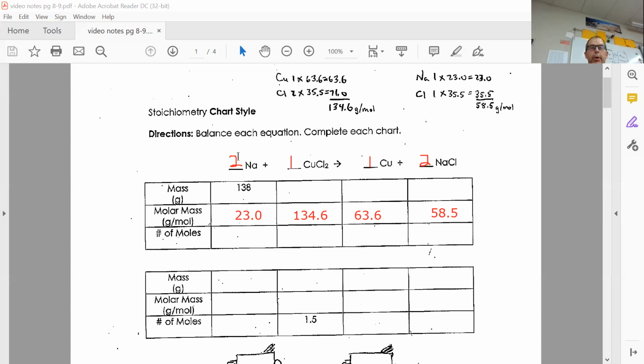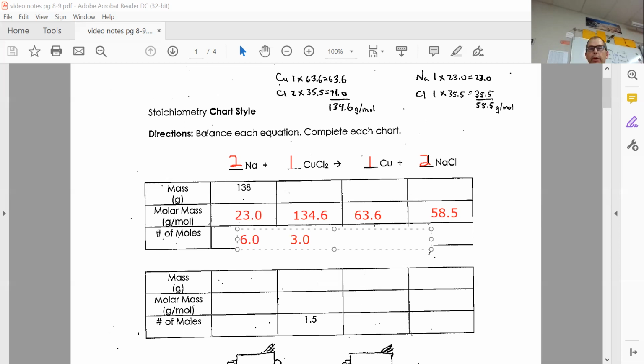So this is one where I have to remember from my mole train. Going from grams to moles, I have to divide by the molar mass. So if I take 138 divided by 23, I get the nice number of 6.0. Now how do we go from sodium to copper chloride? Well, the ratio is 2 to 1. So 2 is twice as big as 1. So 6 should be twice as big as 3. So I'm going to put 3 there.